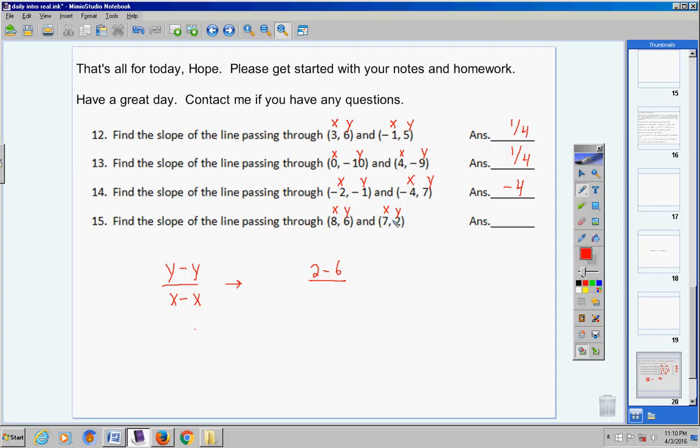Remember, you started here with your y. Excuse me. So you have to start here with your x's. So 7 minus 8. 2 minus 6 is negative 4. 7 minus 8 is negative 1. Negative over negative is positive. And 4 over 1 is 4. So there's the slope, 4.